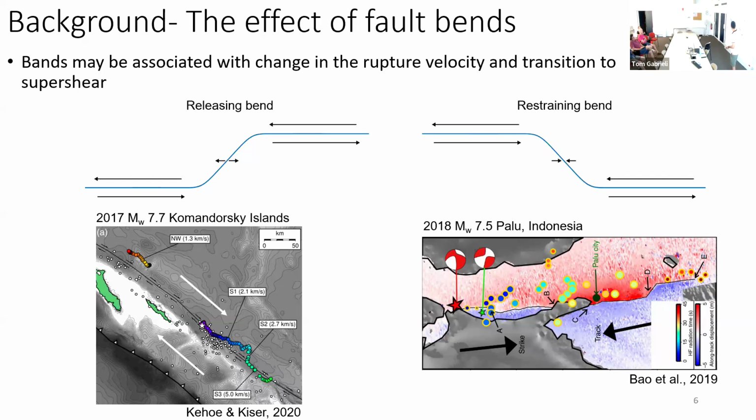And here we can see, so this is after a releasing bend, or a releasing step over, and here we can see the 2018 Palu earthquake. We can see the fault, and the upper part moved left or north, and this moved south. The rupture started here, but very soon after its initiation, around this area where there is a small restraining bend, the rupture also accelerated to supershear velocities. So we see maybe some connection between the geometry and how it affects the rupture when the rupture passes the bend.